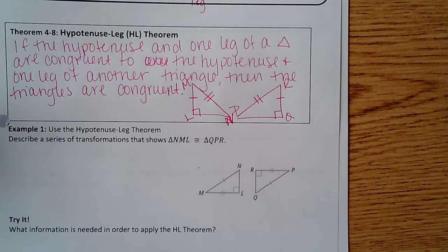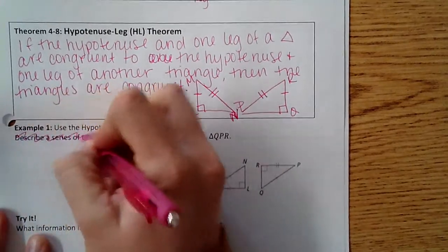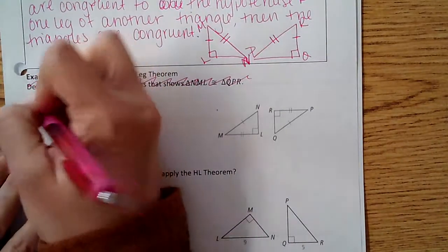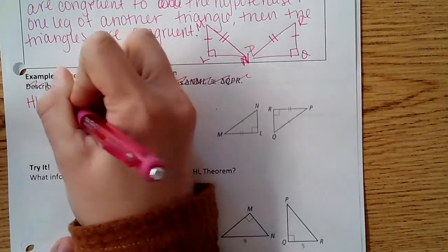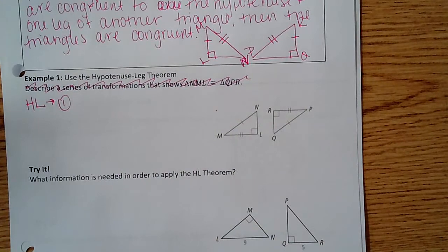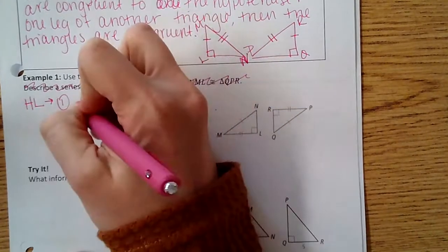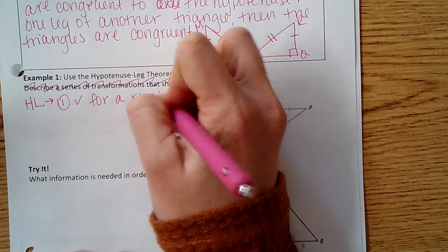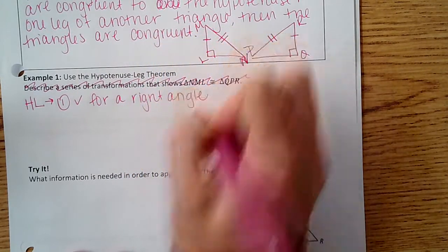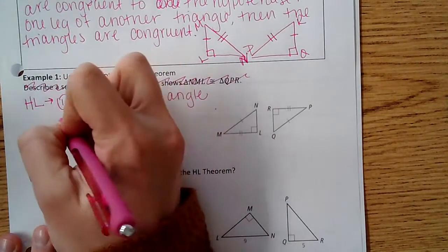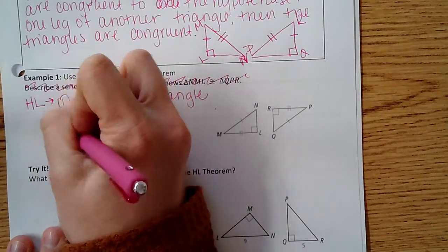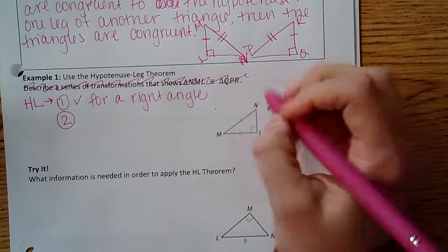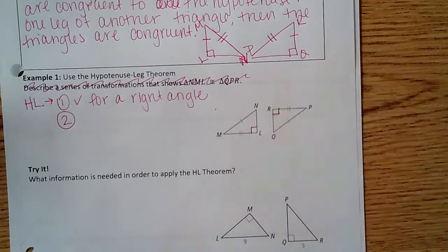All right. So I'm not going to describe this in rigid motions. What I want to do is just write some steps for this. In order for it to be HL, first thing you need to see in your triangles is we have to check for a right angle. Both triangles have to have a right angle. Step two. Okay, so let's use these. Do we have a right triangle here? Yes. Angle L and angle R are right angles.